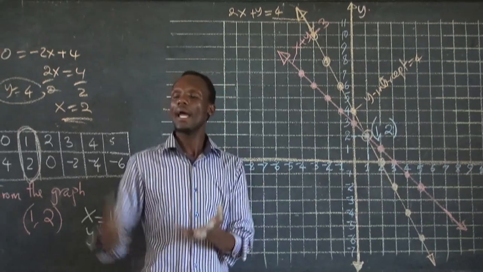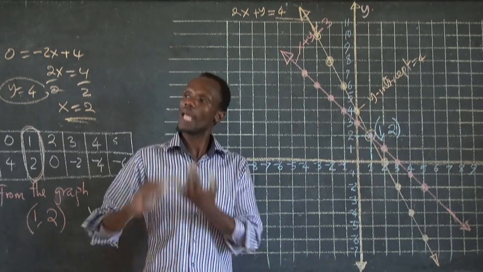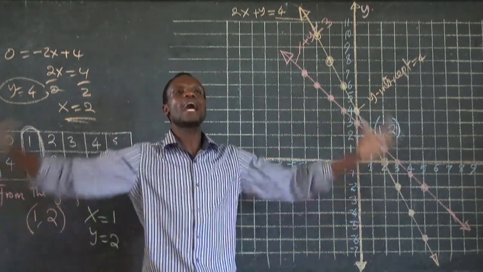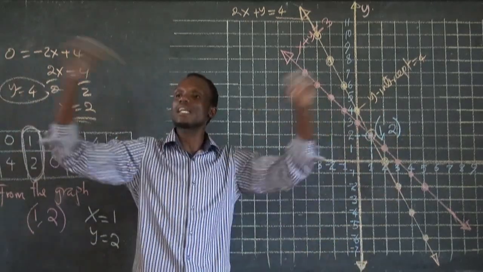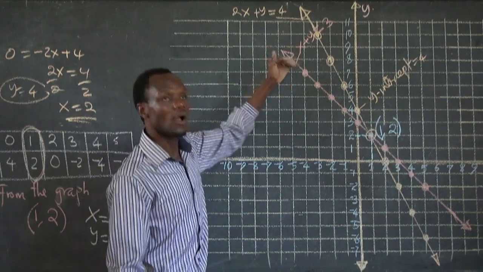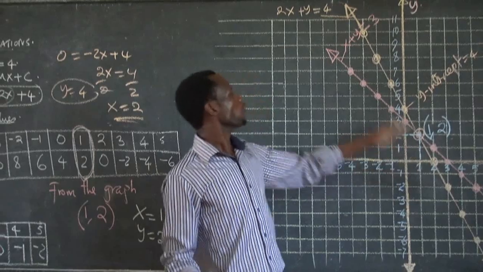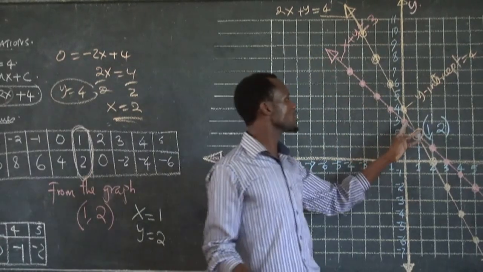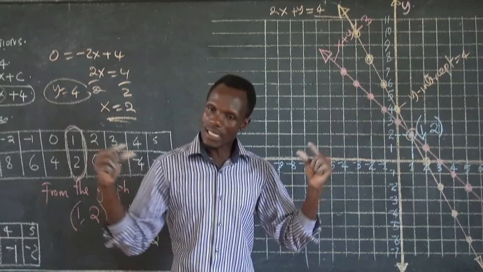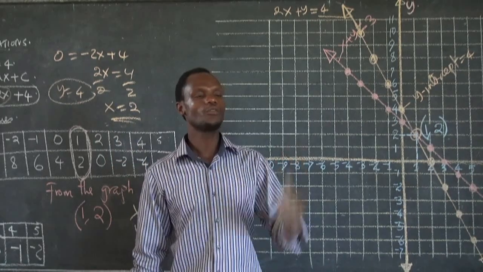But what you have to remember: the x-intercept is obtained when y is equal to 0, and the y-intercept is obtained when x is equal to 0. So next time you can even determine the y-intercept and x-intercept using the graph. You only find it from the graph. From the graph, the y-intercept is equal to 4 and the x-intercept is equal to 2. For the second equation, the y-intercept is equal to 3 and the x-intercept is equal to 3. That's all. So this is how we solve simultaneous equations graphically. Thank you very much for understanding.